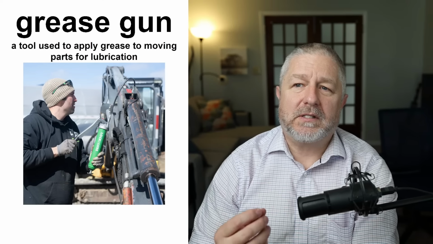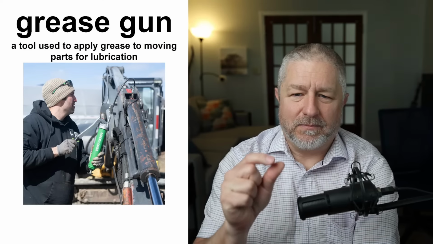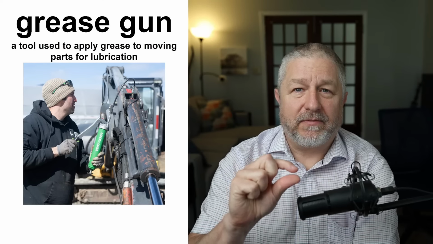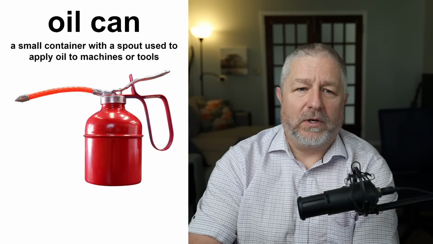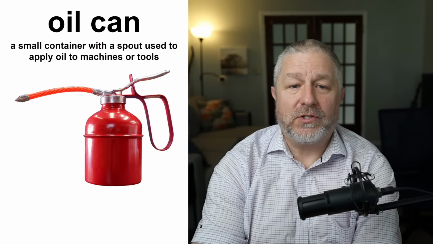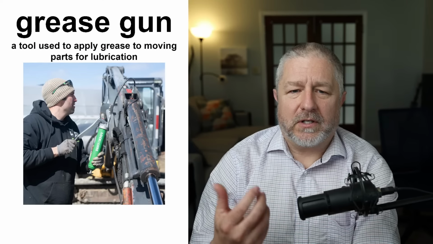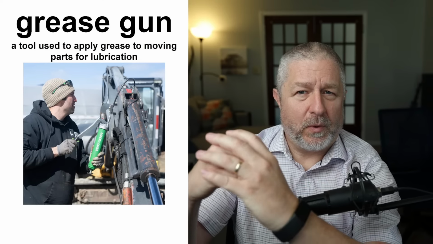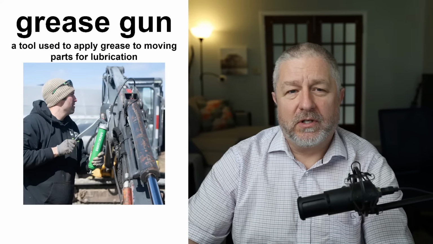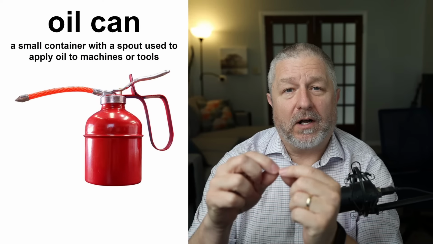By the way, grease, this is a bad description, but it's like really thick oil, I guess. Like it's more of a gel, but it's definitely an oil product that helps to lubricate. Oil can, a small container with a spout used to apply oil to machines or tools. So I use a grease gun for bearings and pivot points on equipment. I don't use oil. Oil goes away too quickly, but I do put oil onto chains.